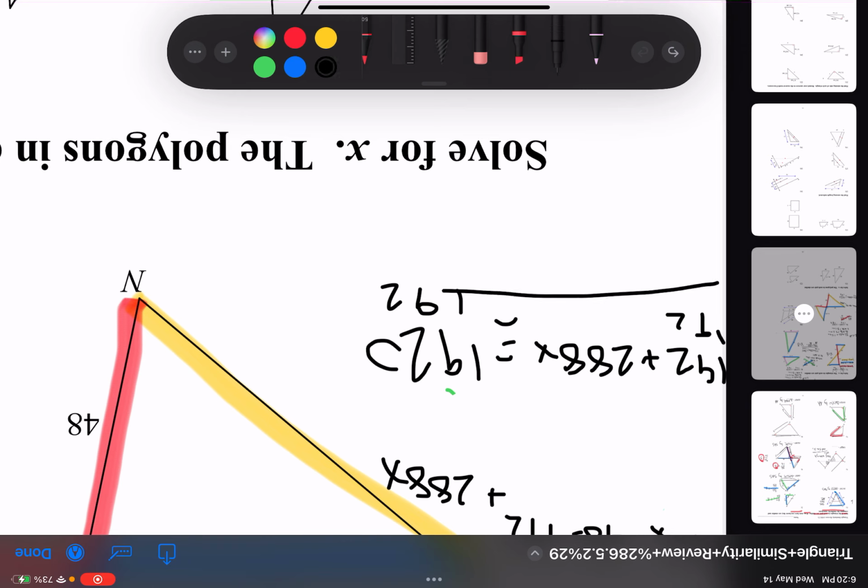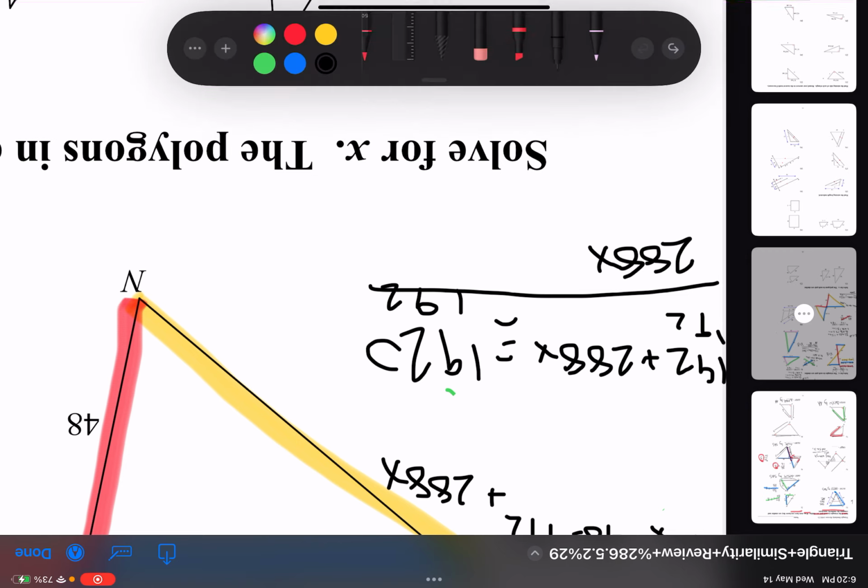That is equal to 288x. That green dot is really bothering me.